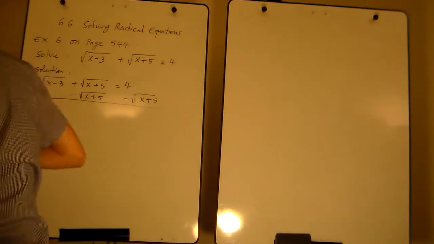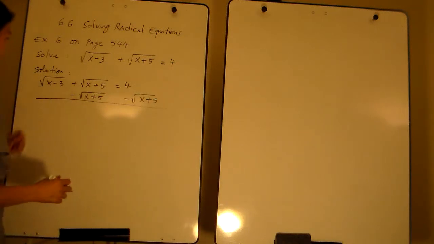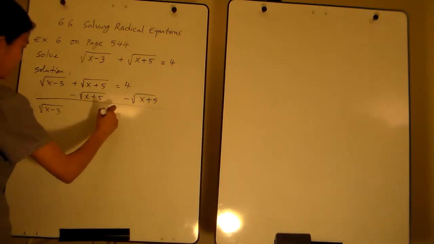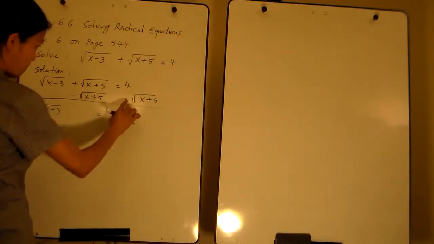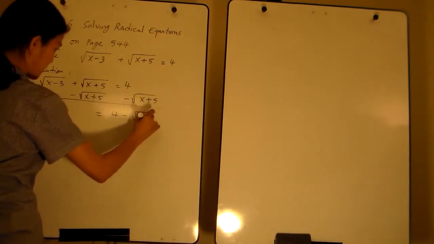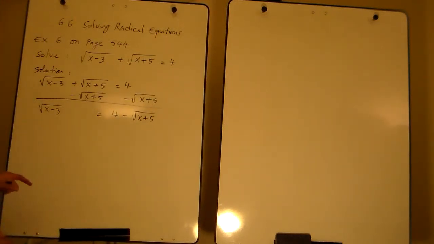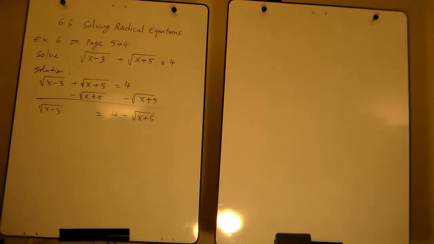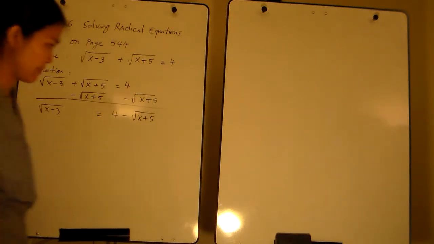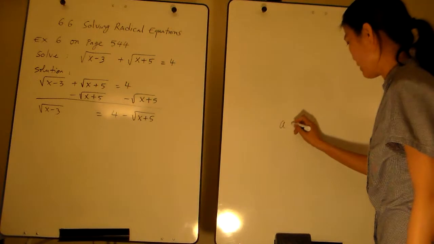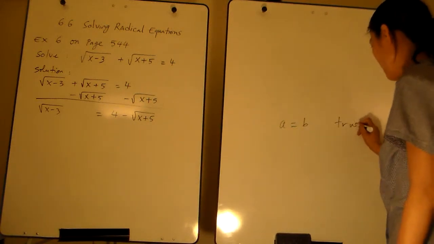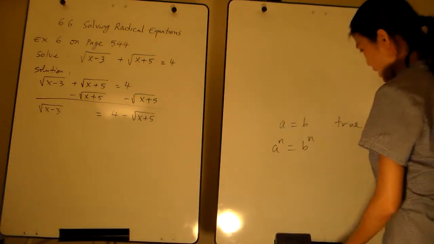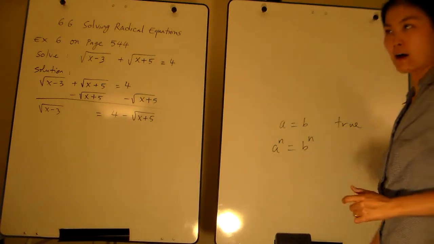Okay, so this is example 6. Subtract this on both sides. We have radical x minus 3 equal to 4 minus square root of x plus 5. Now, when I have each radical on either side of the equation, I'm ready to use the principle of powers, which says that if the equation A equals B is true, then you can raise both sides of this equation to the n power, and you still have the left hand side equal to the right hand side.